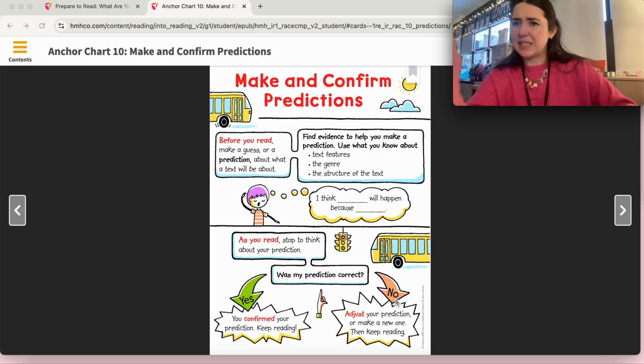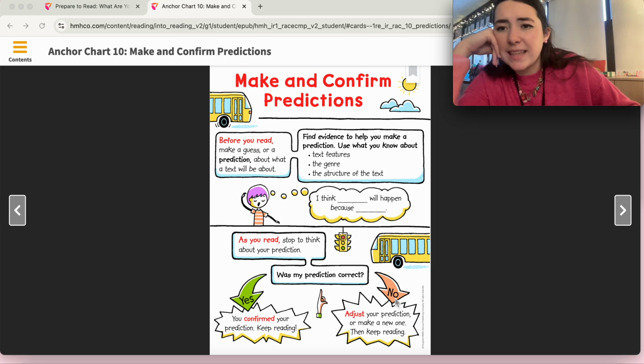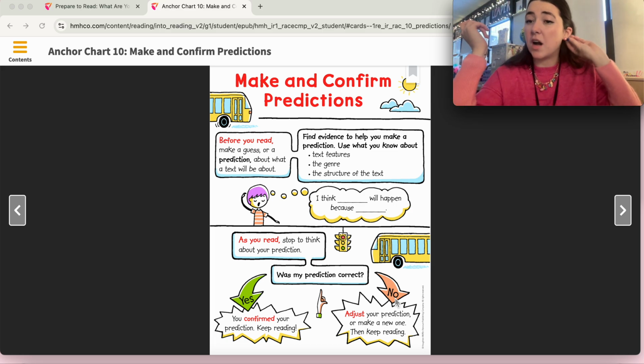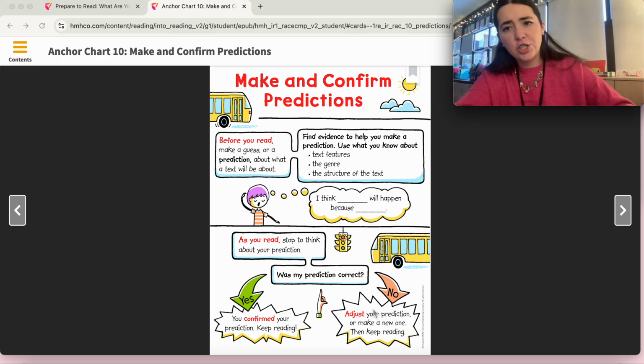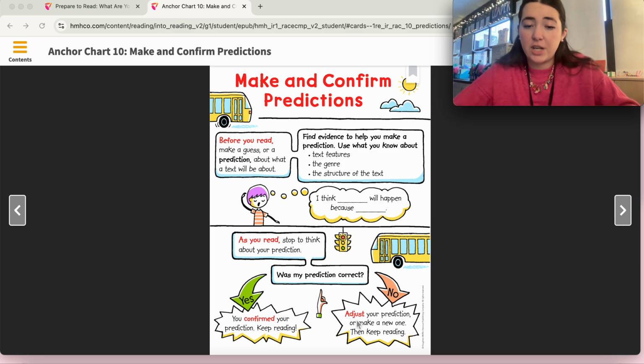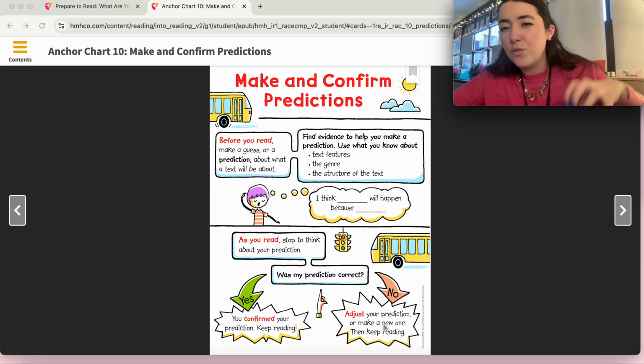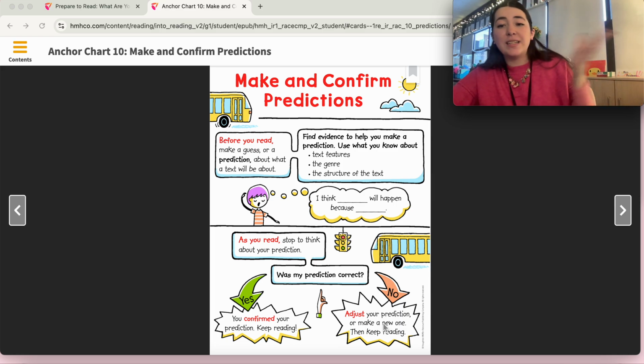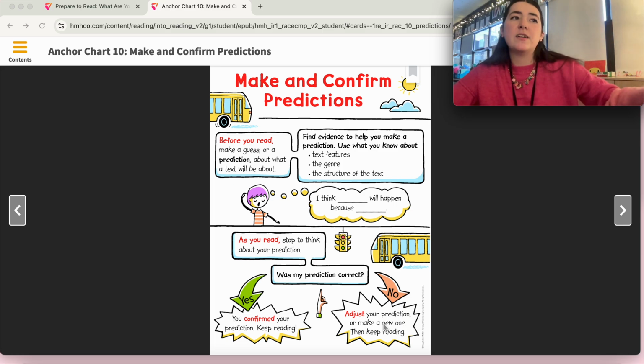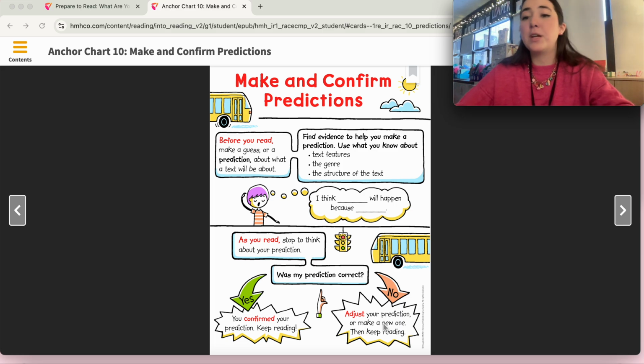If your prediction was not right, that is A-okay. That happens. Miss Meadows predicts things wrong sometimes. You'll adjust your prediction or change your prediction and make a new one. Then you'll keep reading. So you might realize you weren't right the first time. That's A-okay. What you're going to do is next time, adjust it, make it something different. Say, well, now I know it wasn't this, so I'm going to change it and make it something else.